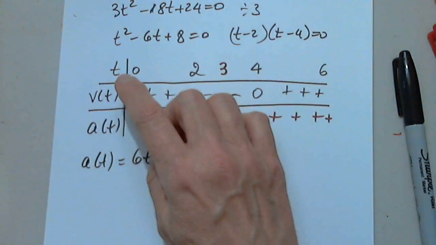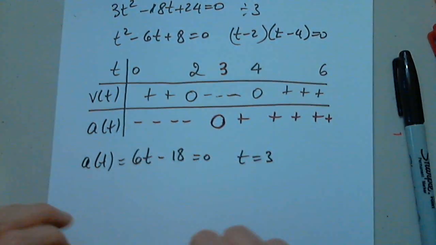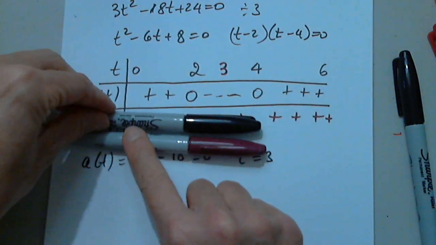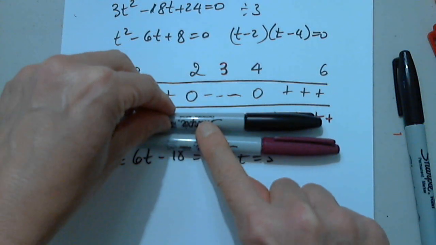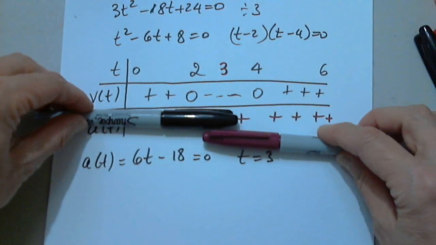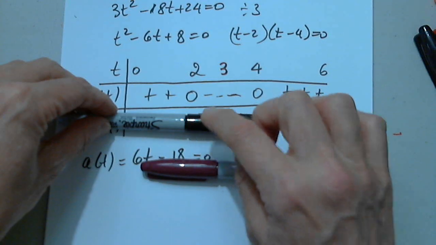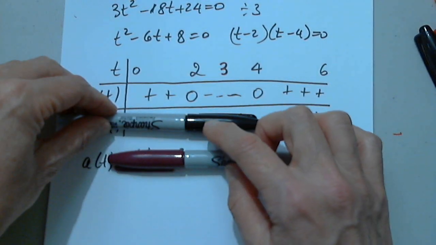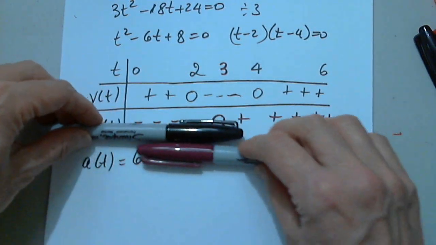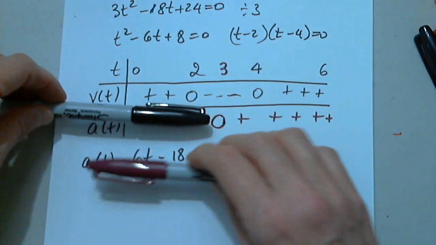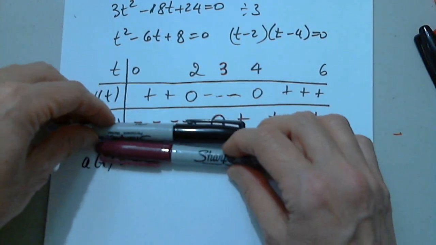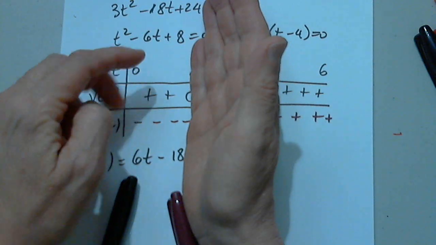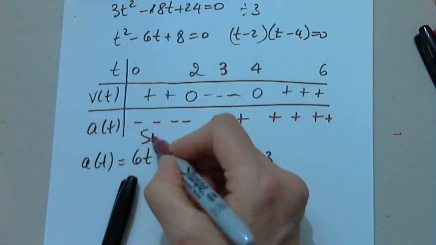Now, the velocity and the acceleration, if they work in the same direction, then they push the particle. But if they work in opposite directions, the acceleration decreases the velocity, so the particle is slowing down. No, it's not going backwards, but it's slowing down instead of speeding up. So here you see one is positive and one is negative, so the particle is slowing down.